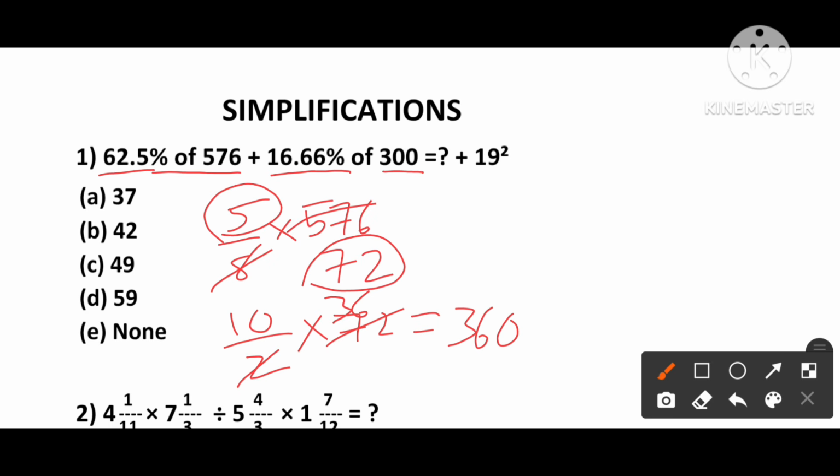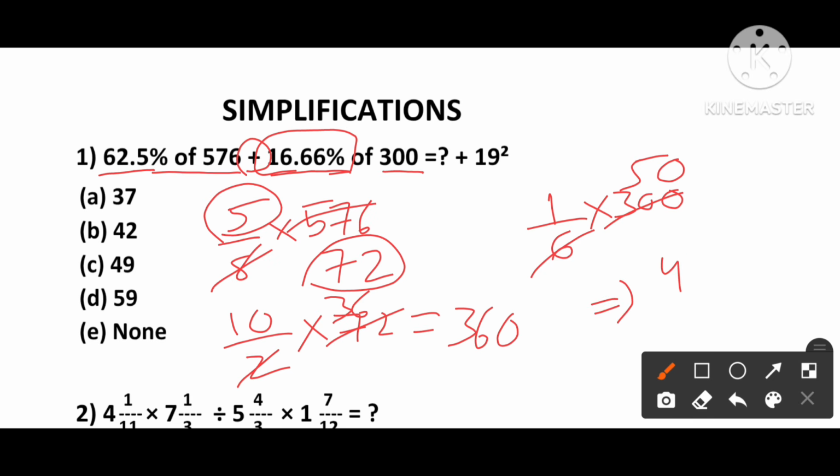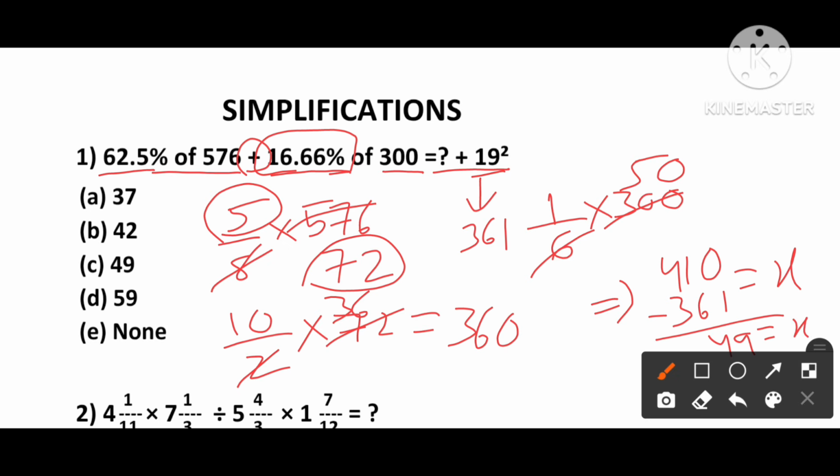16.66 percentage of 300. 16.66 percentage means the fraction value will be 1 by 6 into 300. So 6 50 times will be 300. So what we have in between is plus. The sum of these two, we get 360 plus 50, which will be 410. 410 equals question mark plus 19 square. 19 square value is 361. So 361 comes to the other side with minus, equals x. So what we have is 49 as our answer. So option C is the answer for this question.